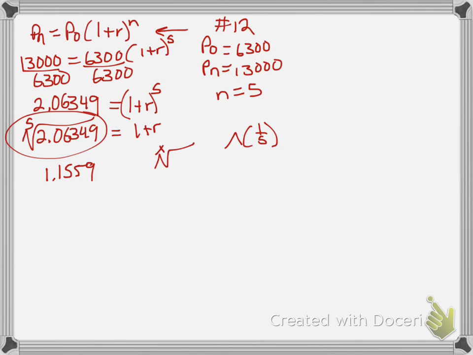But once you do, then we have that is 1 plus r, so we just need to subtract 1. And you're going to get 0.1559, etc. And then whatever it says to round to, the nearest tenth. So it asks for a percent, so that is 15.6%, if we change that to a percent and round to the nearest tenth. So hopefully that makes sense.